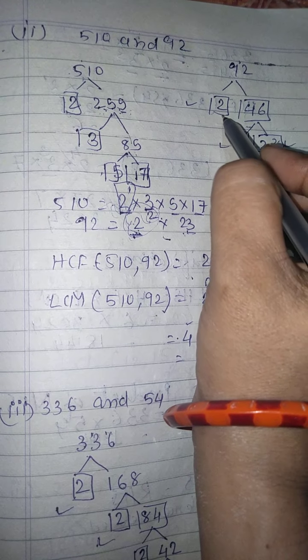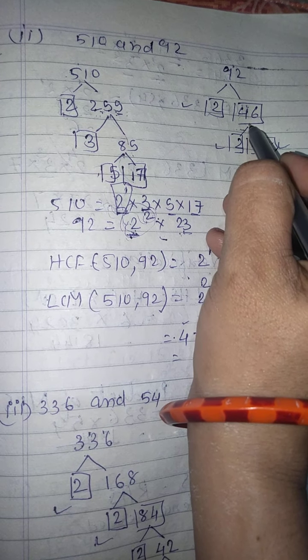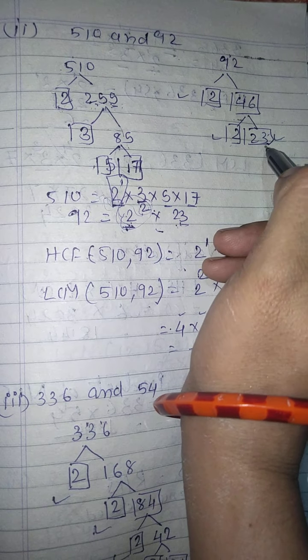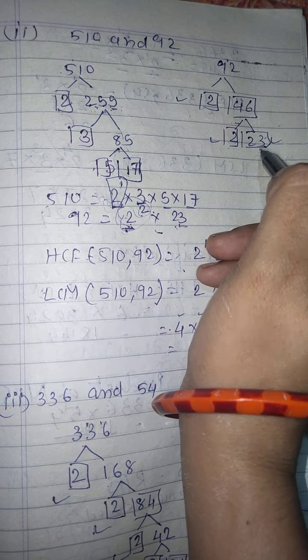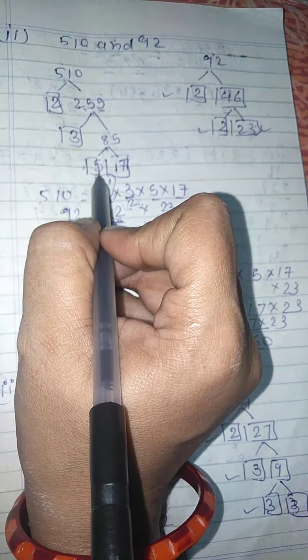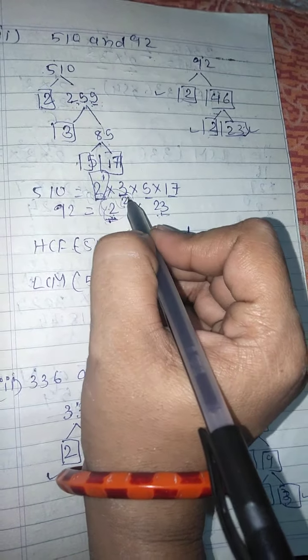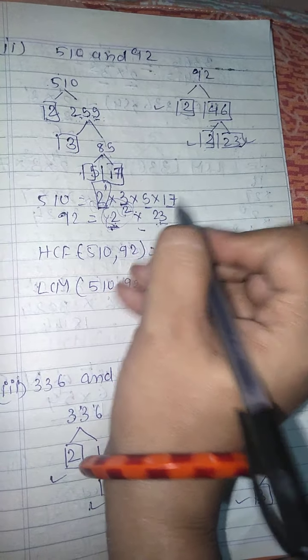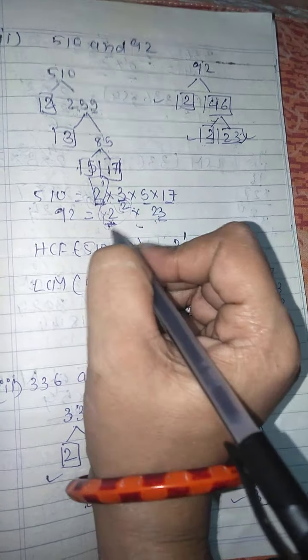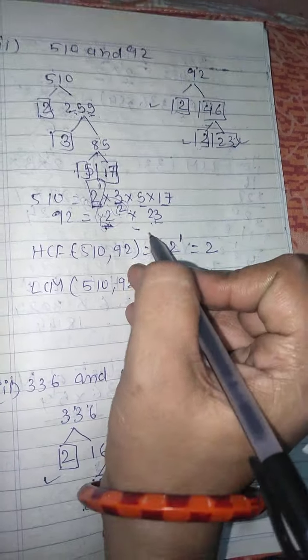In 92, the two factors are 2 46s are. 2 is prime, so we will factorize 46. So 2 23s are 46. 2 and 23 both are prime, so we will stop here. So what are the factors of 510? So 2 into 3 into 5 into 17. What are the factors of 92? So 2 we got twice. So 2 square into 23.